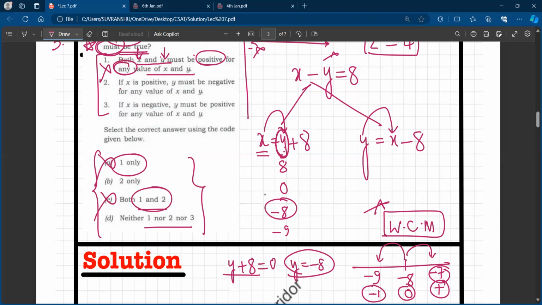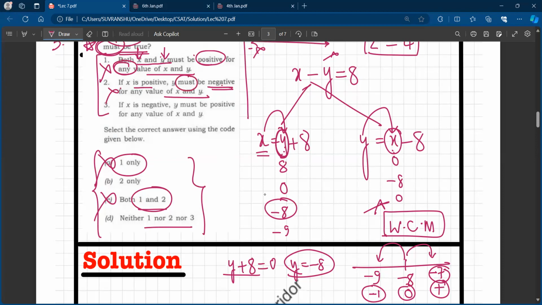Now let us go for option 2. If x is positive, y must be negative for any value of x and y. Okay, x is positive, positive means I can give 0. 0 minus 8, minus 8. If I give 8, the answer will be 0. If I give more than 8, say 9, 9 minus 8, the answer y is positive. So this option is also eliminated because it says it must be negative.